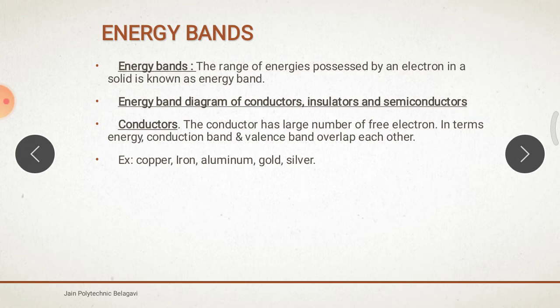Next we will see the energy bands. An energy band is nothing but the range of energies possessed by an electron in a solid. Each shell has an energy level associated with it. The energy level of the first shell is the lowest, while the energy level of the valence shell is the highest, that is, the last shell. A higher energy level indicates that the electrons of that shell are loosely bound to the nucleus.